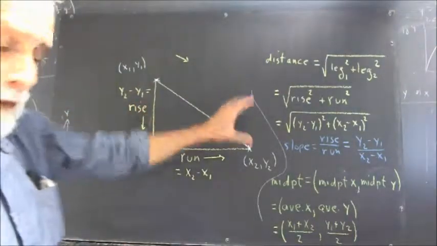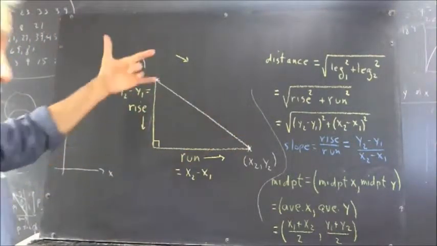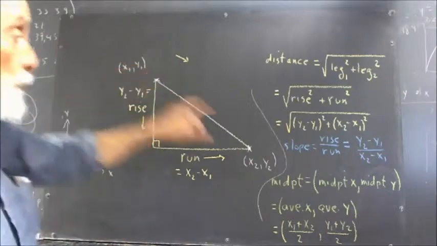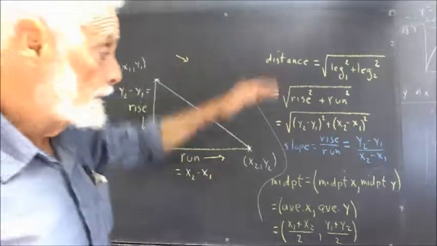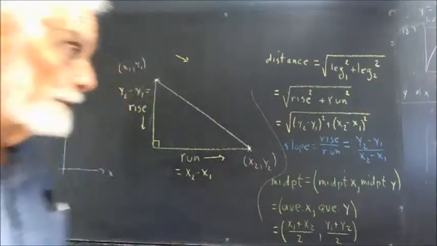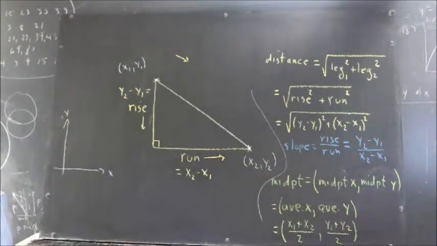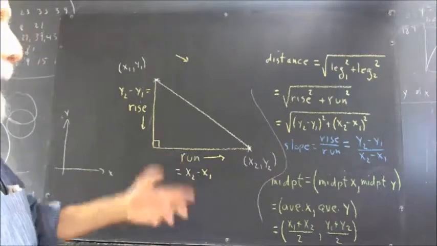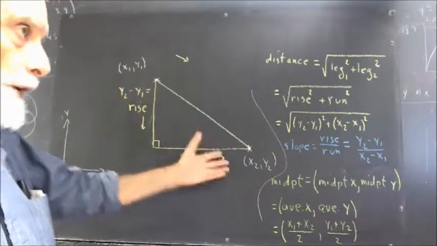So here we have the complete calculation in terms of one simple picture of distance, slope, midpoint, and these are the formulas that are usually given, but often given, memorized, and used without really understanding them.